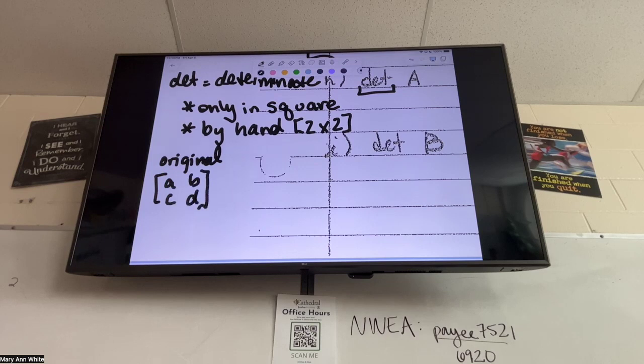Okay. We get the determinant by multiplying the numbers on the diagonal together. So the determinant is equal to A times D, and then minus the other diagonal, B times C. Now, could you do A times D or D times A? I don't really care. Multiplication is commutative, so it doesn't matter. But we're multiplying the two diagonals together, A times D and B times C. And whatever number that gets when we multiply and subtract them, that is your determinant.